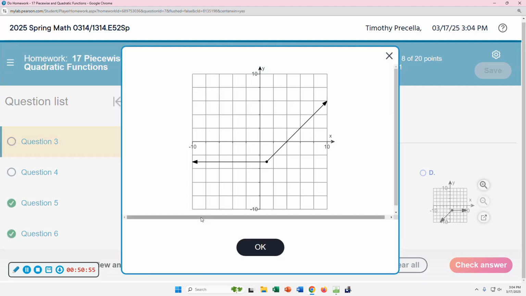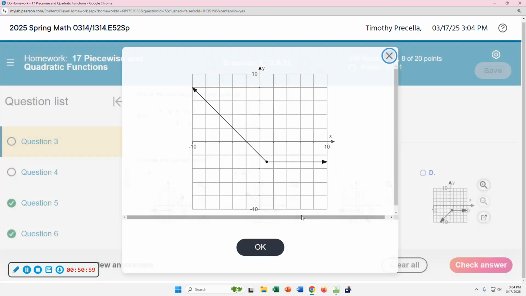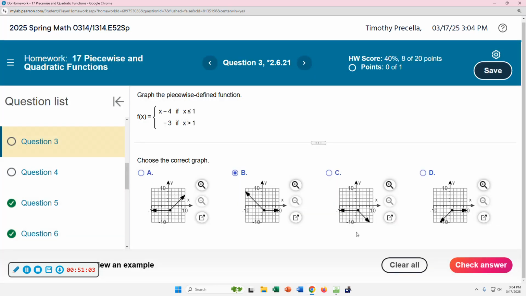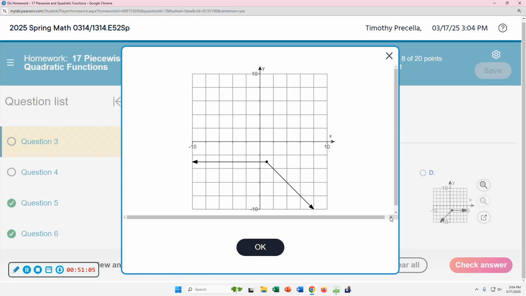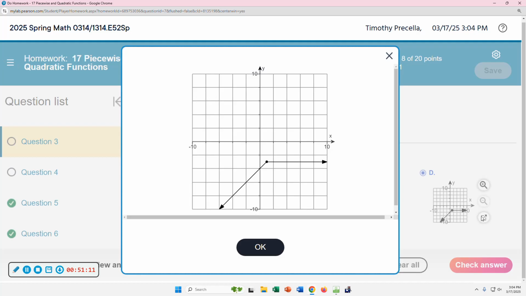A, no, clearly not. B, no. Am I looking at the right problem? They're not even close, are they? C, it better be D. D, yeah, it looks like they're incrementing in units of 2: 2, 4, 6, 8, 10. So yeah, looks like response D.